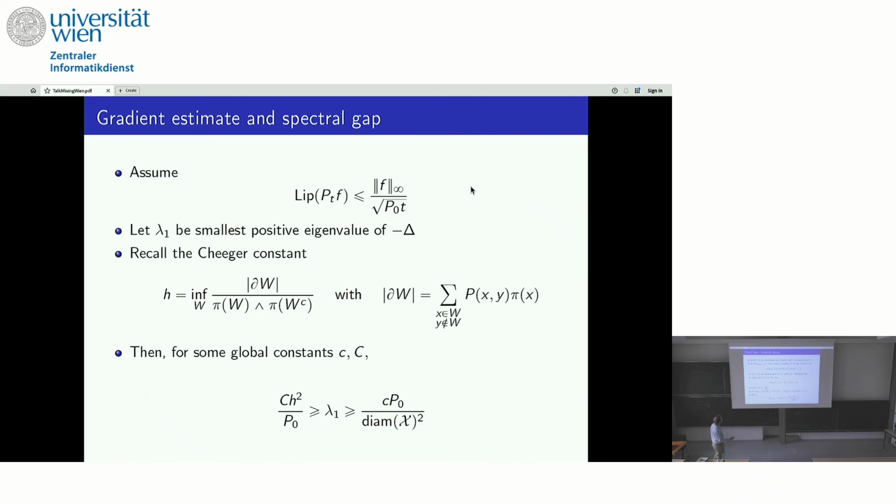So let's skip the proof. These are also some well-known consequences of non-negative Ricci curvature. A worse version of what I told you is that the spectral gap is bounded by 1 over diameter squared. So the theorem I presented is an improvement of this.